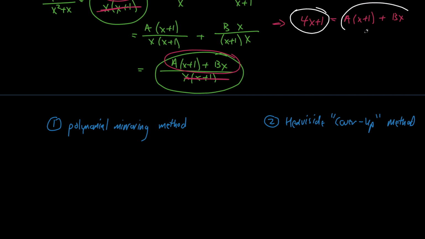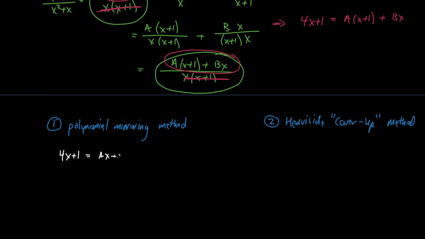We're trying to mirror this polynomial to that. What that means is I'm going to write this expression here, 4x plus 1. I'm going to put that to be equal to our right-hand side here. All I'm going to do, though, is multiply out. So I'm going to distribute everything.